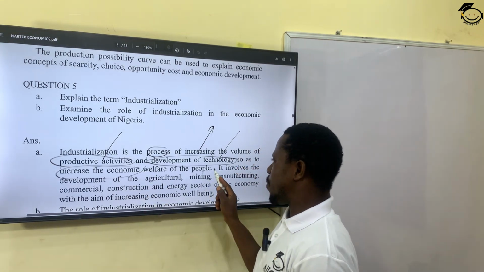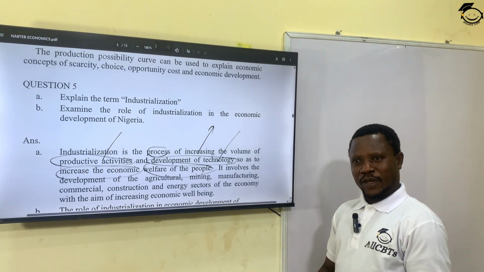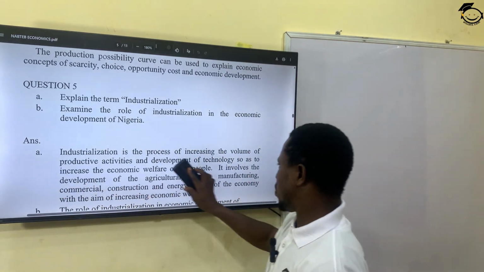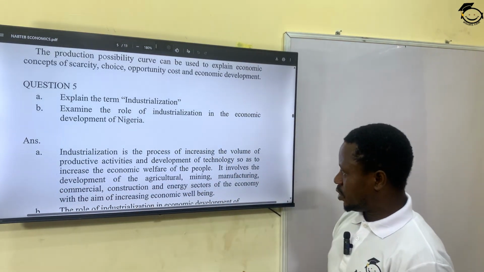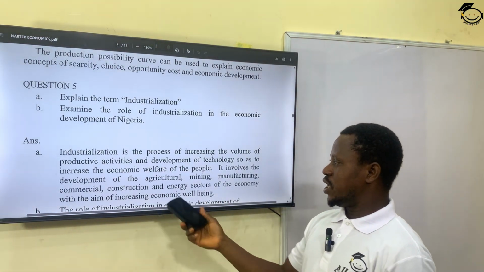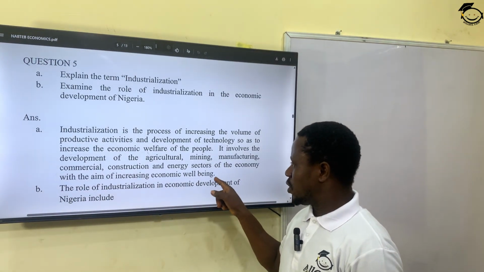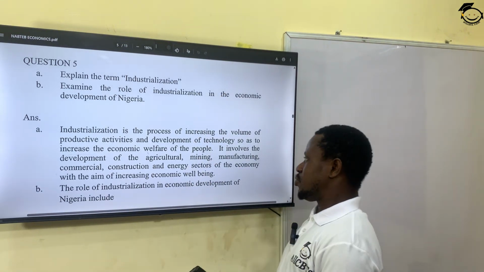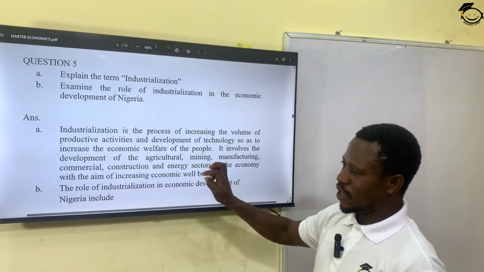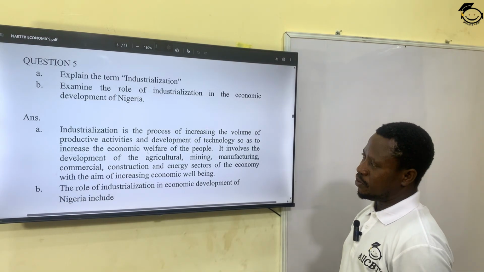And once it increases, what happens to the people who are the ultimate users? The people will benefit from it. There will be a better living standard, well-being of the people. It involves development of agriculture, mining, manufacturing, commercial, construction, energy sector of the economy with the aim of increasing economic well-being. Well-being, not just of the people, also of the country. If you notice, every aspect of the economy is being mentioned here, so as to make it a macro and general economic increase.